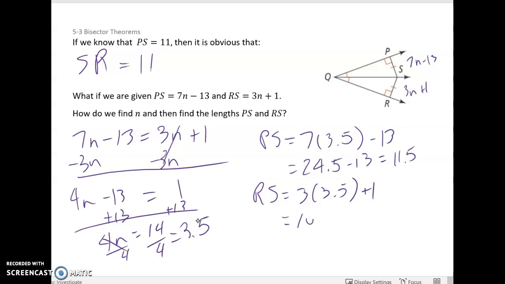3 times 3.5 is 10.5. 10.5 plus 1 is also 11.5. Now guys, you don't have to do both of them, but you should do one of them to check it out. Okay? That's how you solve with bisector theorems.